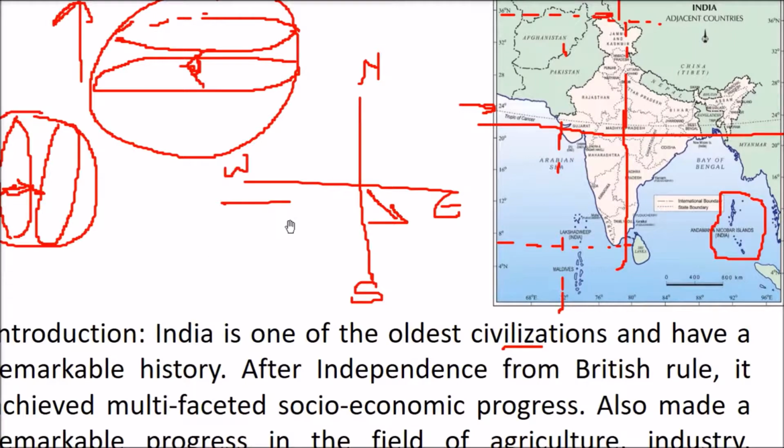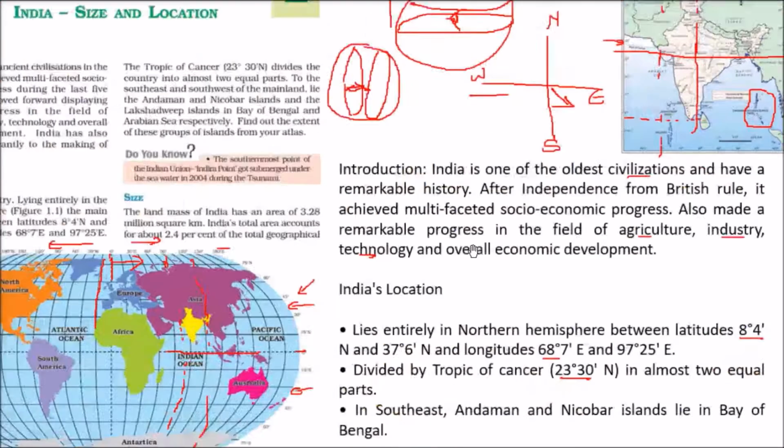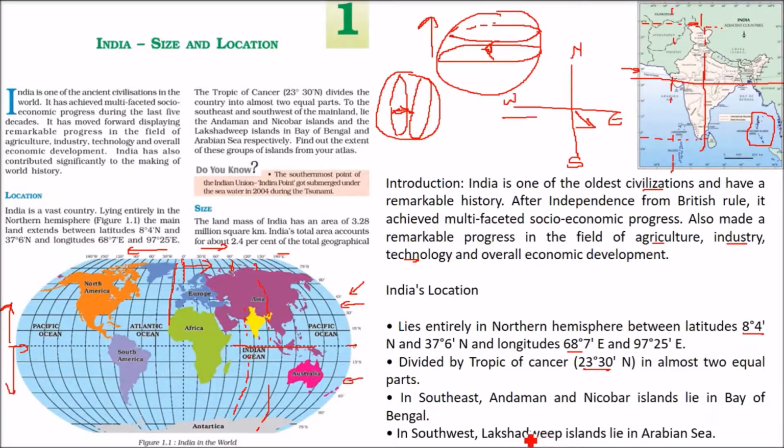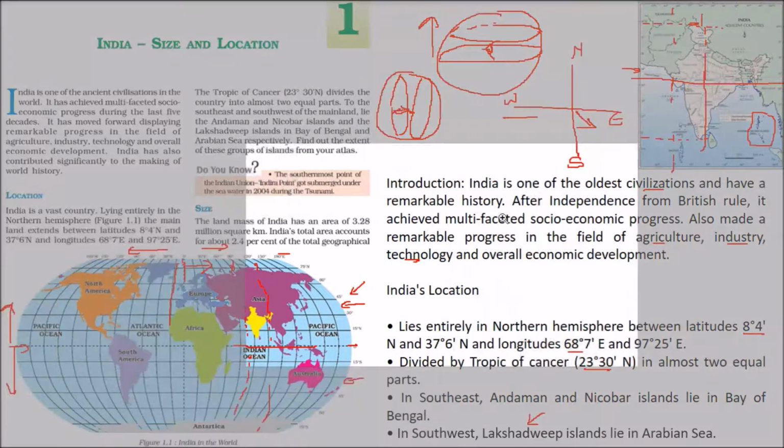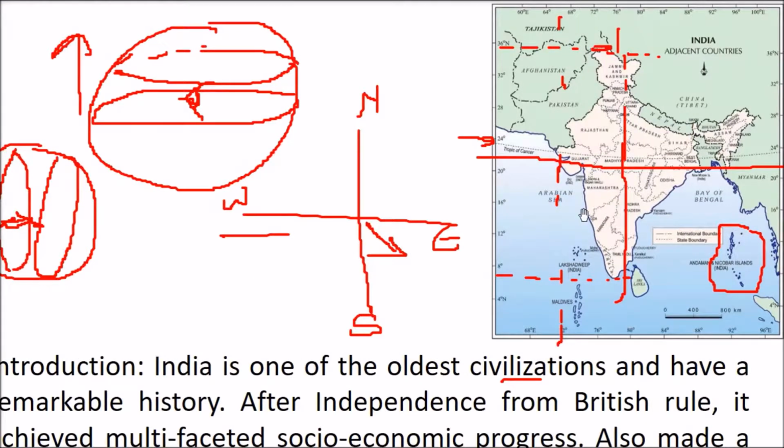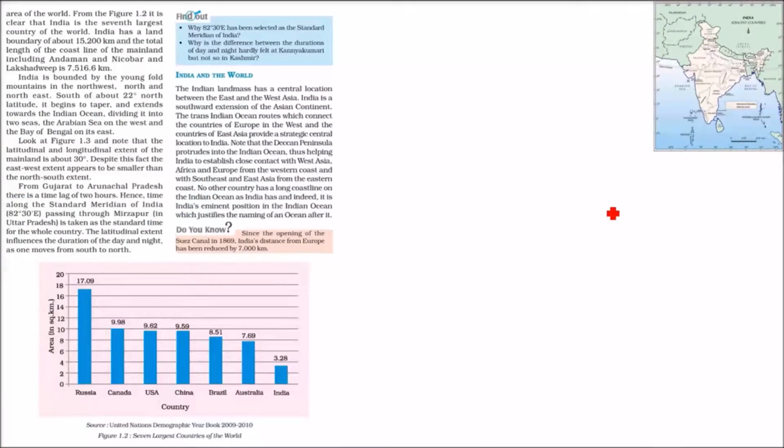When we come to the southwest side, let me take you to the southwest now. In the southwest we have the Lakshadweep Islands. Those islands are also a Union Territory of India. They lie in the Arabian Sea. Here we have Lakshadweep, and this is also a Union Territory of India, and this lies in the southwest part.